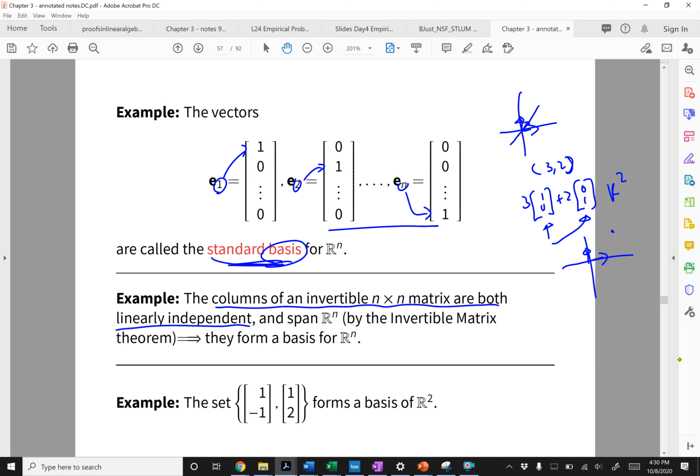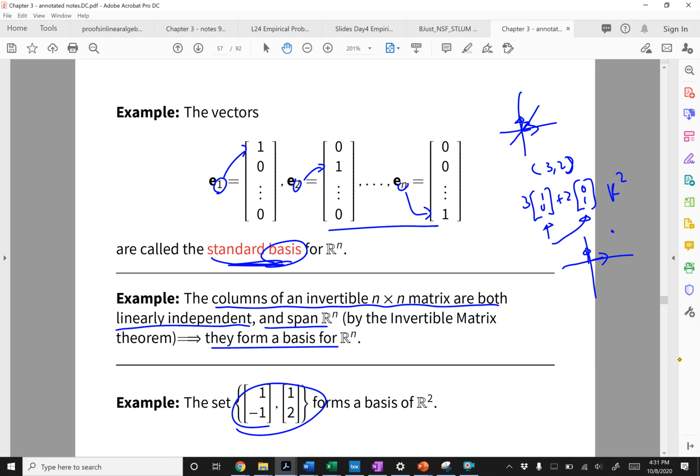Another example: the columns of an invertible n by n matrix are both linearly independent, because if it's invertible they're linearly independent, and they span Rn. We get that by the invertible matrix theorem. Therefore, they form a basis for Rn. So if you have a 4 by 4 matrix and you know it's invertible, then the columns form a basis. The rows would also form a basis for Rn.